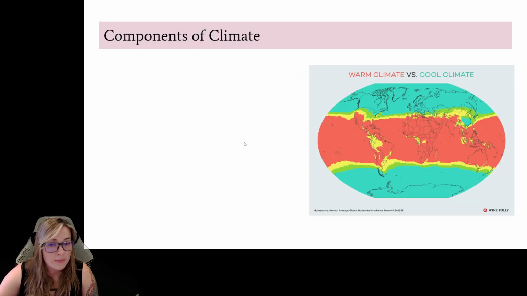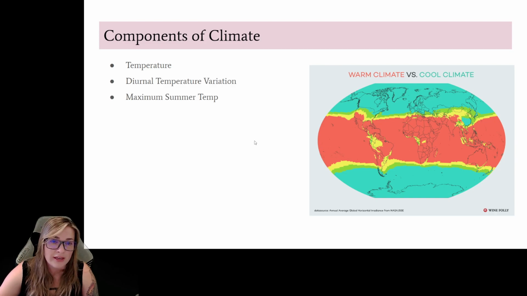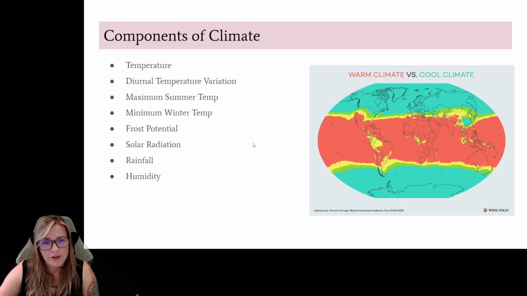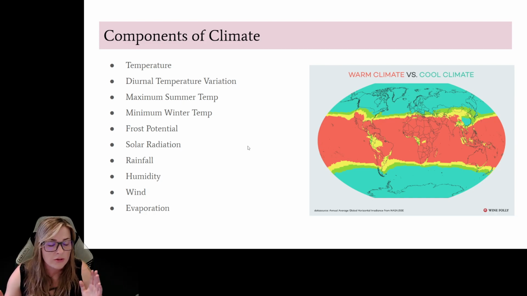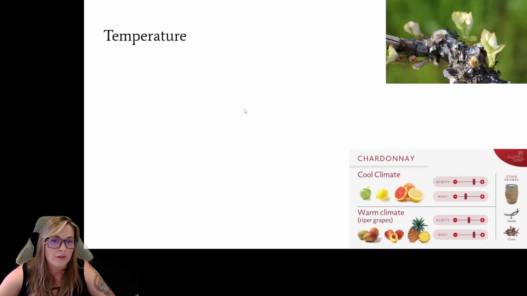Okay, components of climate. So what makes climate a thing? Temperature, the diurnal temperature variation. We have our maximum summer temps, our minimum winter temperatures, frost potential, solar radiation, rainfall, humidity, wind, evaporation, and that's everything. So a lot of components go into climate, right? Climate is one big puzzle with a lot of pieces to it that come together to fit your specific site that you're working with, right? So really important that you do the research.